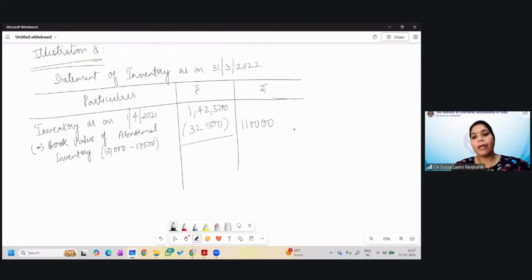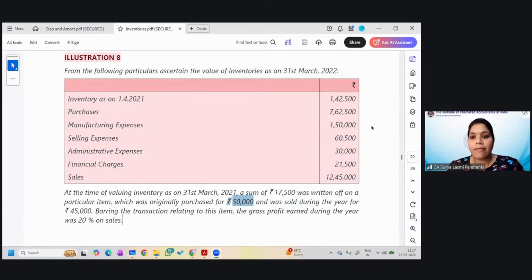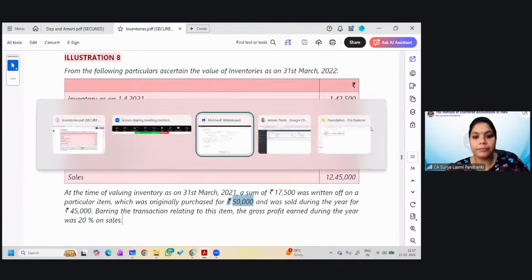Fine. After opening inventory, we will have to take purchases. So purchases I will take. What is the value of purchases here? The value of purchases given here is 762,500. Okay.